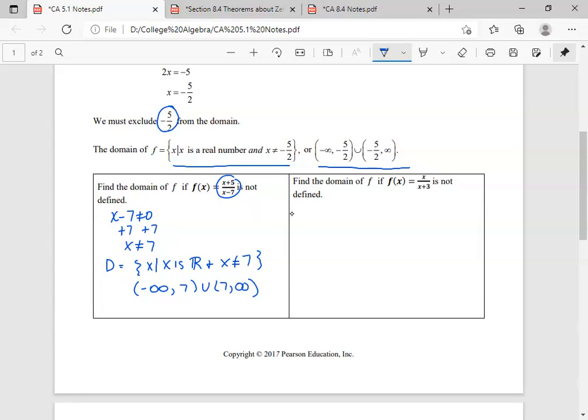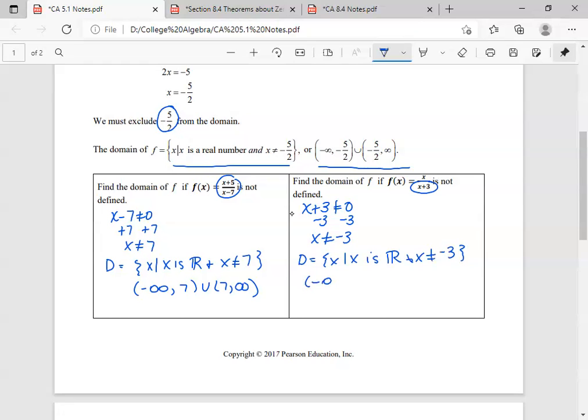Okay. On this part right here, we're just worried about this denominator. That denominator cannot be equal to 0. So when we solve that, x cannot be equal to negative 3. That's where our problem is going to be. So we're not really worried about the numerator right now. We just are worried about what makes that denominator equal to 0. So all x's such that x is real and x is not negative 3. That's where our problem is.